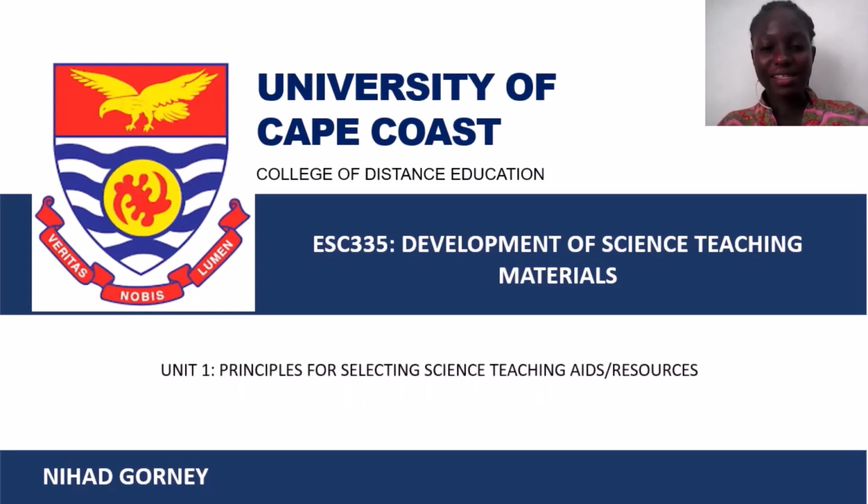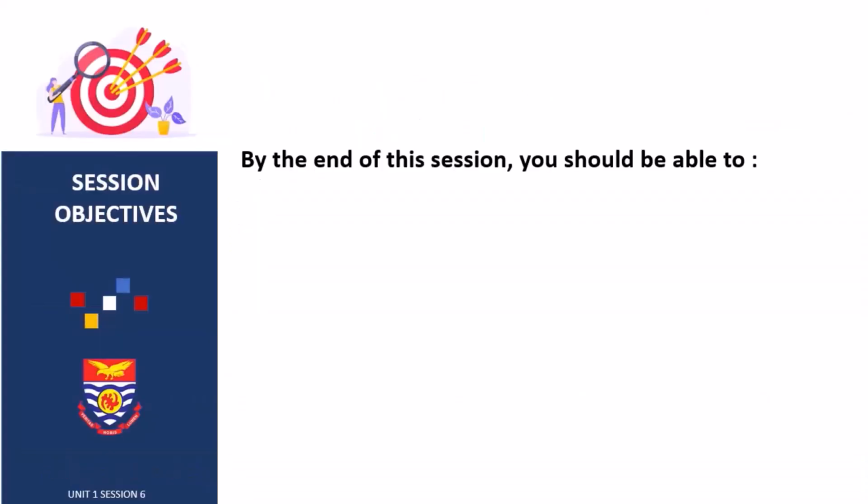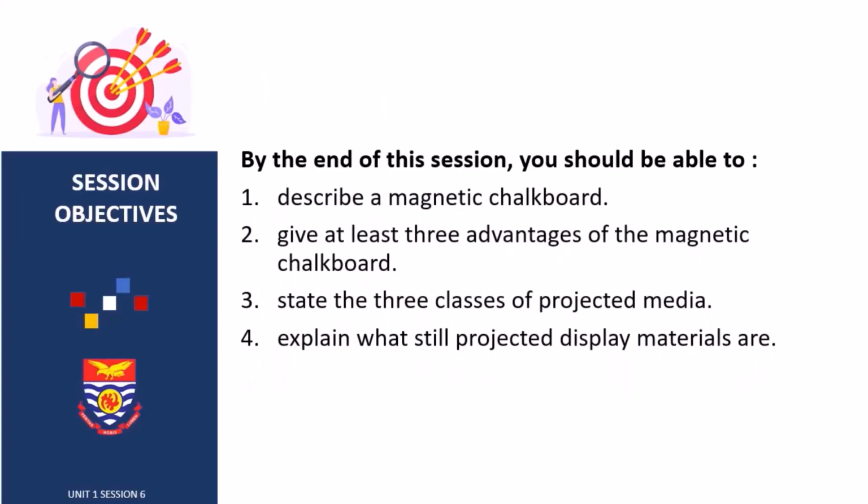This is the last session of Unit 1, Session 6. In this session, we'll be looking at magnetic chalkboards and projected materials. By the end of this session, you should be able to: 1. Describe a magnetic chalkboard. 2. Give at least 3 advantages of the magnetic chalkboard. 3. State the 3 classes of projected media. And 4. Explain what steel projected display materials are.